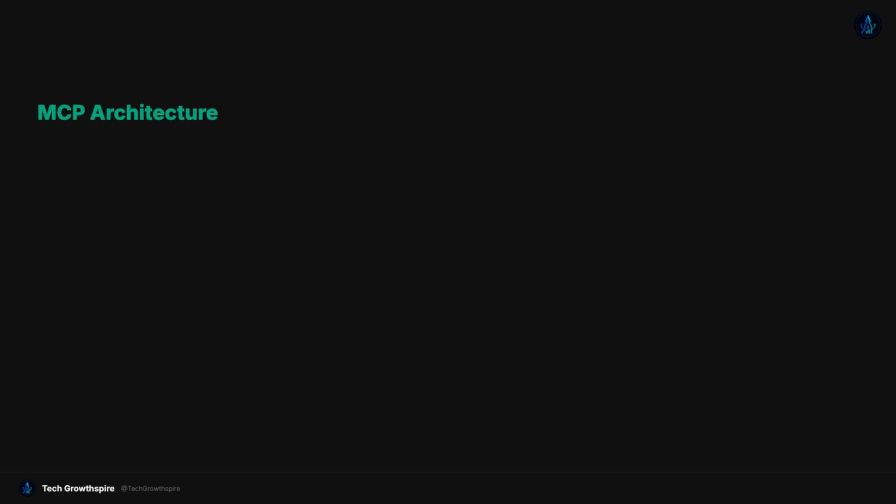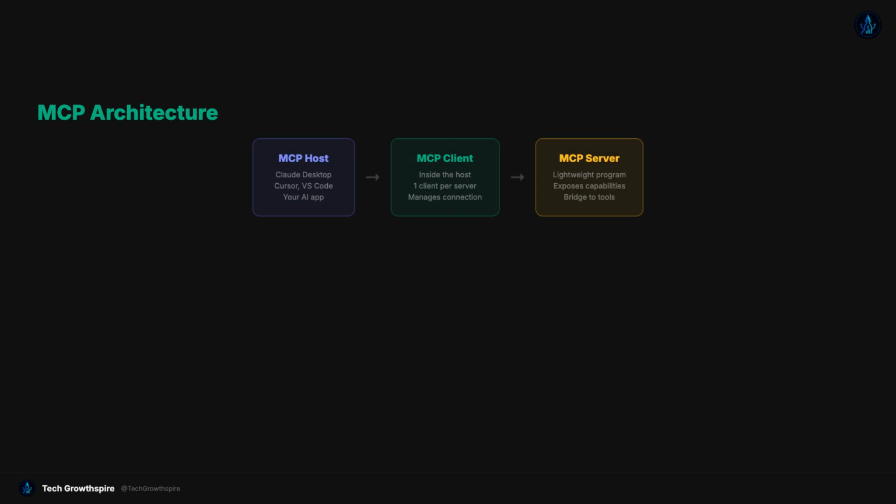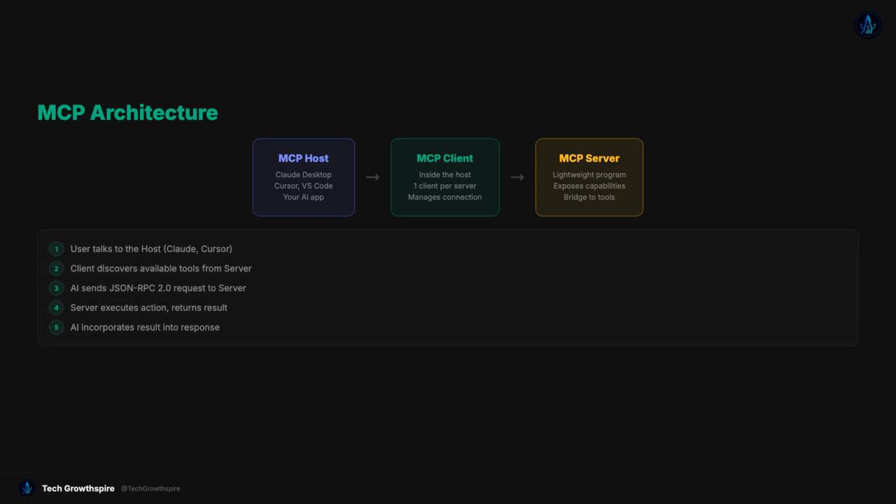There are 3 key roles. First, the MCP host. This is your AI application. Claude Desktop, Cursor, VS Code with Copilot. These are hosts. The host is what the user interacts with. Second, the MCP client. This is a component inside the host that manages the connection to a specific MCP server. Each host creates one client per server it connects to. Third, the MCP server. This is a lightweight program that exposes capabilities to AI clients. It's the bridge between the AI and your external tools.